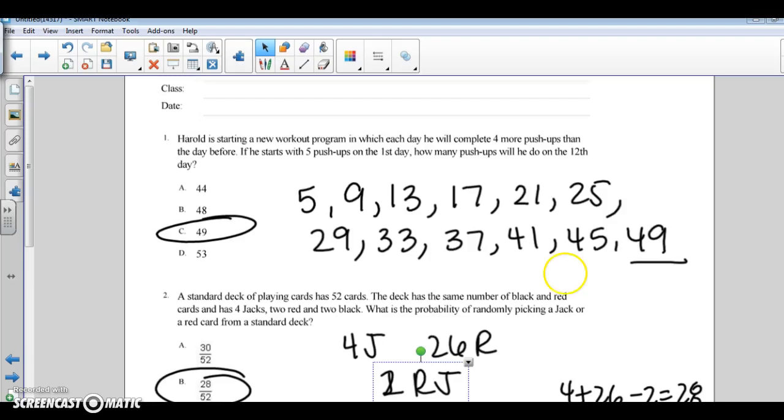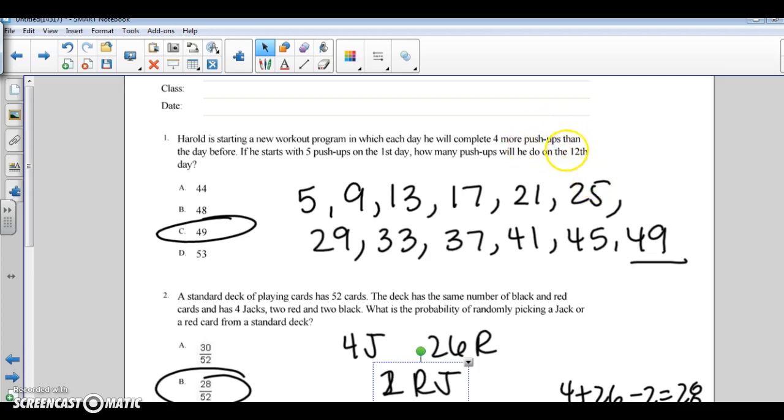The final time lesson is on the series, sequences, and probability. Some of these questions you could also do just by kind of guessing and checking and writing out lists, kind of like I did. There's also formulas on your formula sheet to use, so you can kind of choose either way. This one says Harold is starting a new workout.